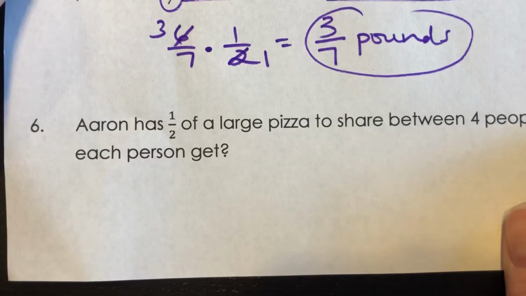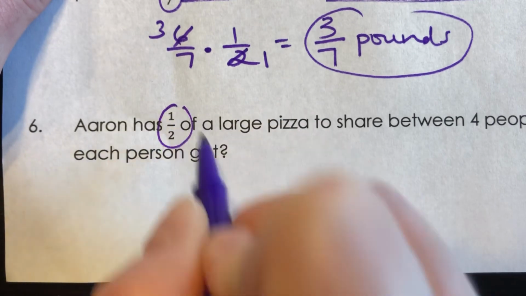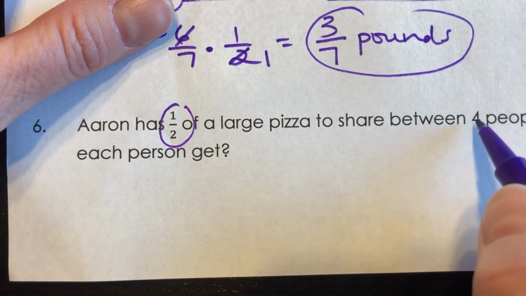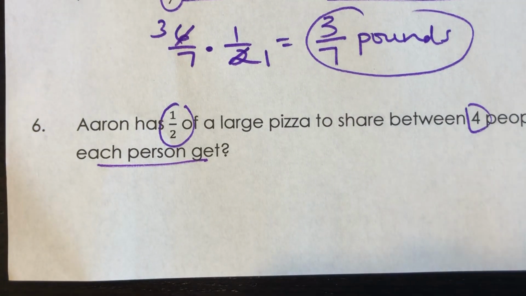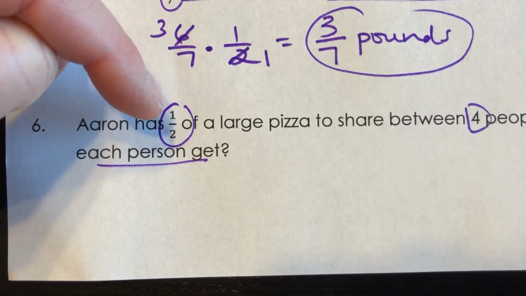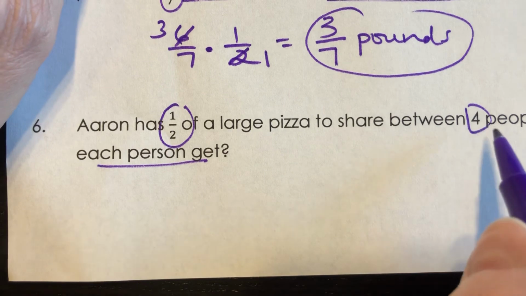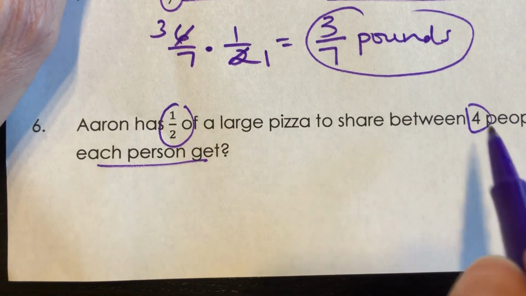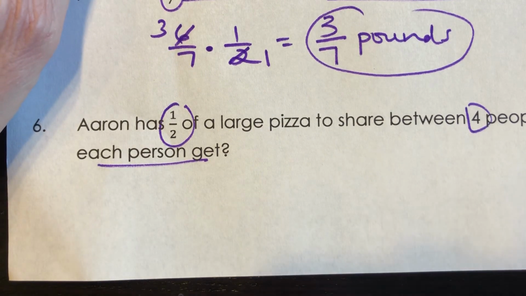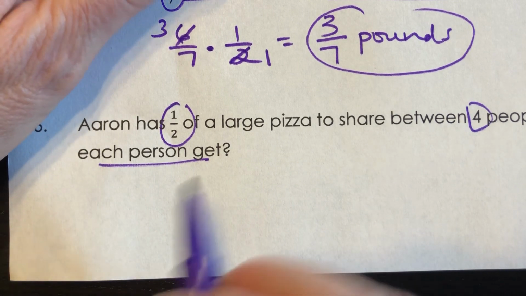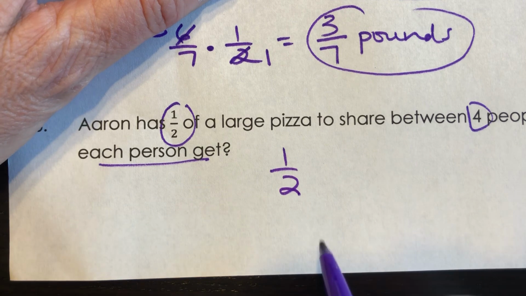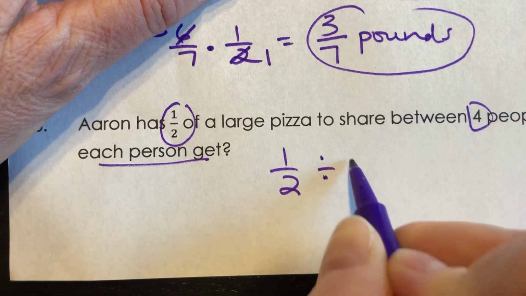All right, we're on our last problem. Aaron has 1/2 of a large pizza to share between 4 people. How much pizza will each person get? So you're told how much you have, and then you're told how many you have to share between. So you're given the total and the amount of people you have to share between. This is division. What are we dividing up? We're dividing up the pizza, right? So you need to start with 1/2 of the pizza, and we're dividing that between 4 people.